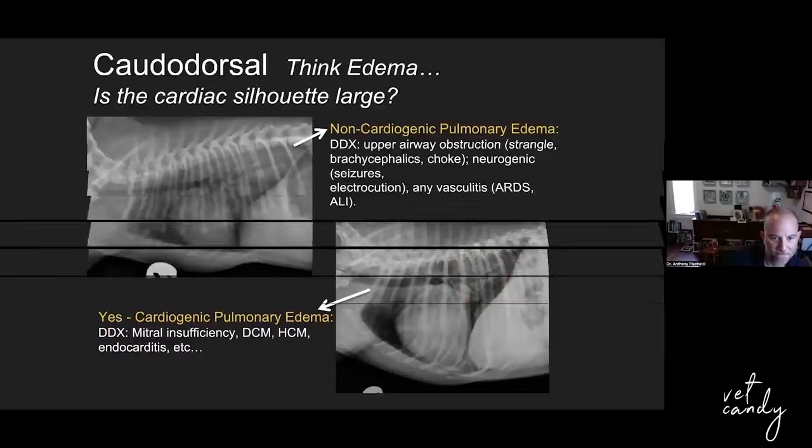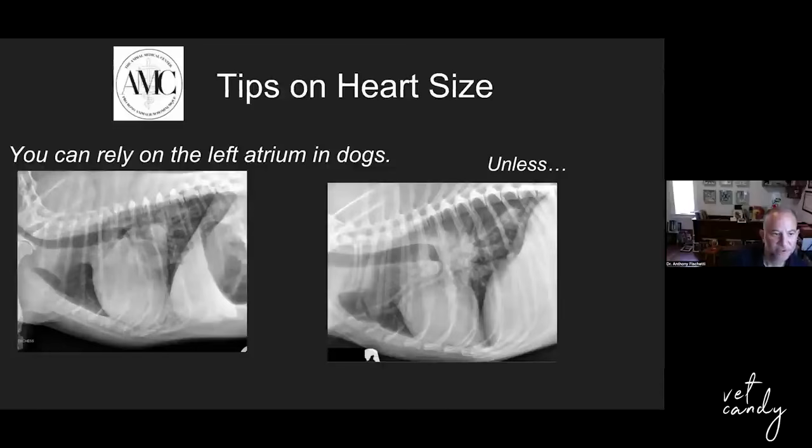Okay. All right. So you can rely on the left atrium in dogs. We said that. Can't really rely on it in cats. And here's our left atrium again. I know I'm beating a dead horse on this one, but the other time to think about soft tissue in this area is for another disease, okay? This increase in opacity that we're seeing on this dog is not because of a large left atrium.